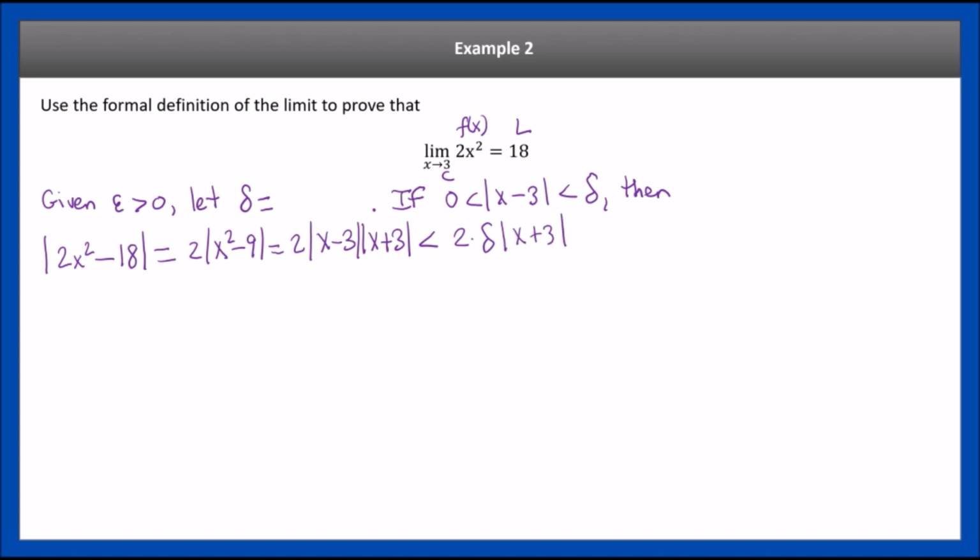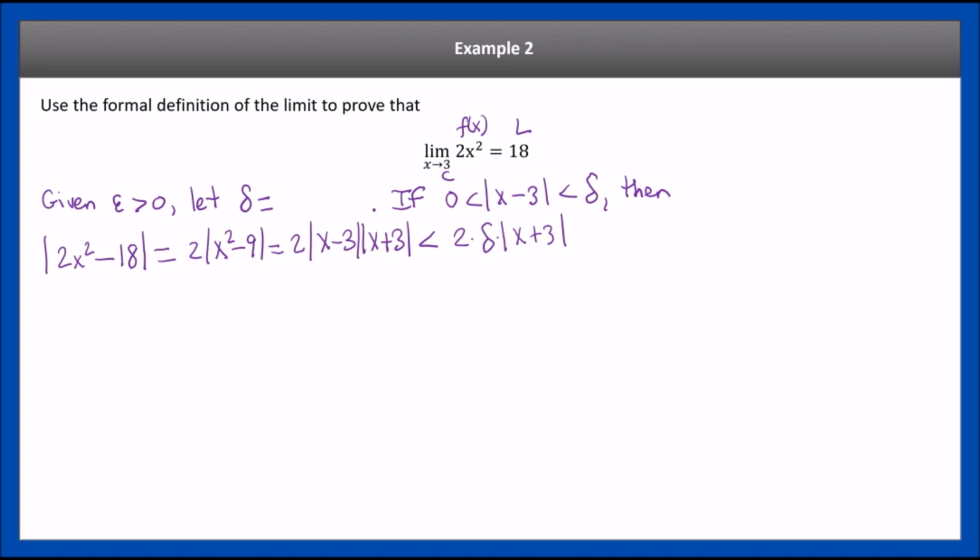So now we have to figure out what we can replace the absolute value of x plus 3 with, in terms of a number or something like that. We can't just have a variable there. We have to have quantities, rather than just variables. What we're going to do is suppose that delta is some number, and usually we choose 1. So 1 is a good starting value for delta.